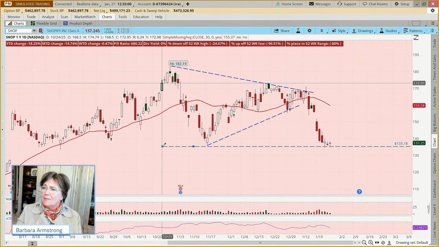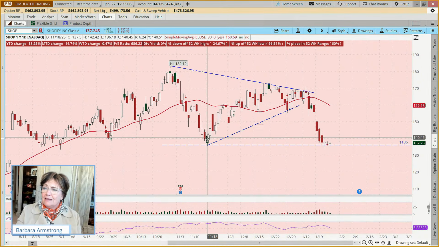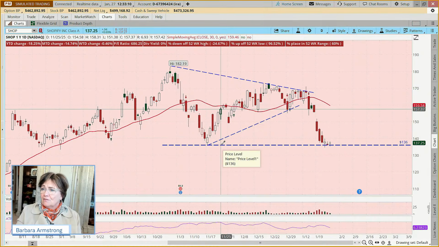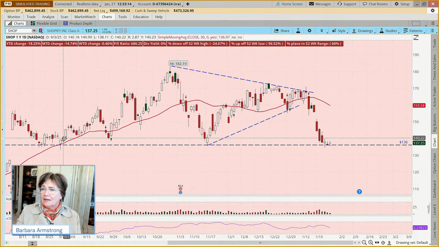But so if we come back and we look at this, it's like, well, this has come down to a previous support level here. And if we extend it further to the left, support here, here, here, might this hold?